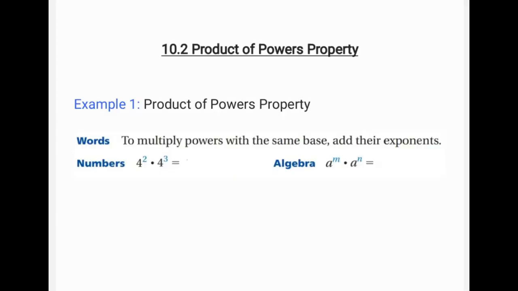This lesson's on 10.2, product of powers property. So we're going to build on the last lesson on exponents and use that for part of the lesson for today. In example 1, we have product of powers property. When we multiply powers with the same base, we're going to add their exponents.